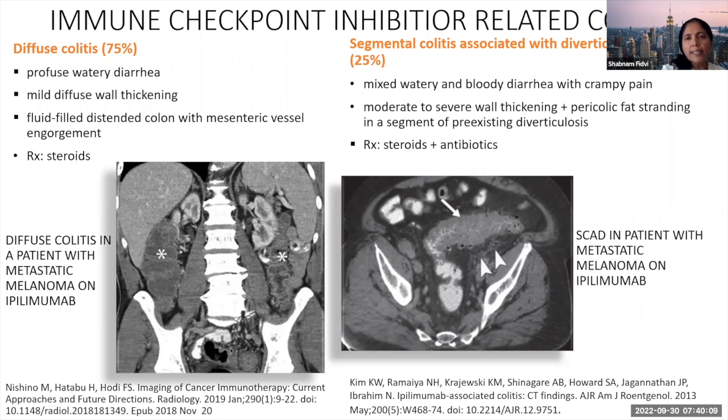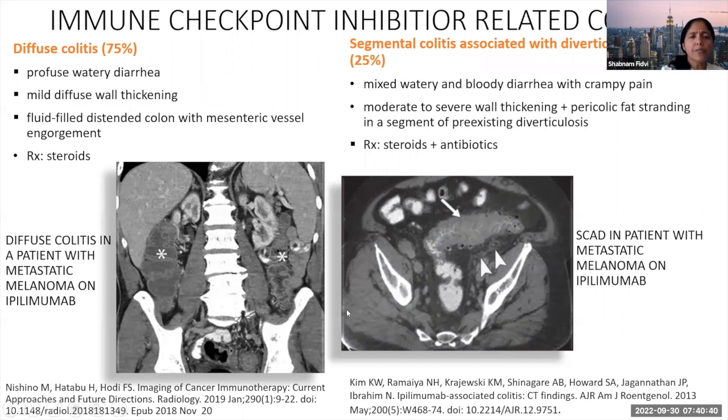In contrast, SCAD typically shows a greater degree of wall thickening. So in this example from the literature, the white arrow shows significant mural thickening involving the sigmoid colon. The arrowheads show pericolonic fat stranding, and this occurs in a segment of pre-existent diverticulosis. So differentiating the two is important because SCAD is typically treated with both steroids and antibiotics.